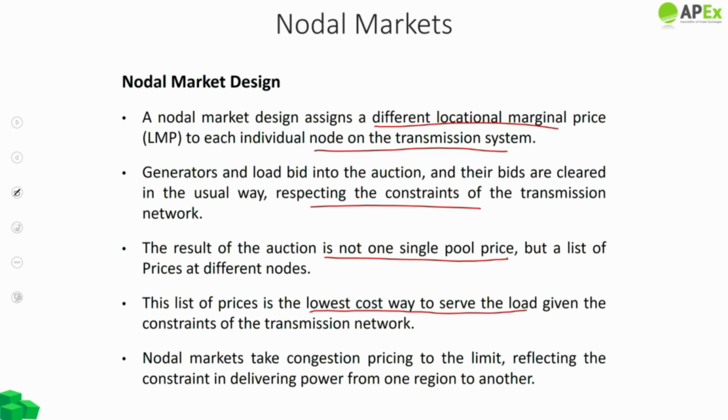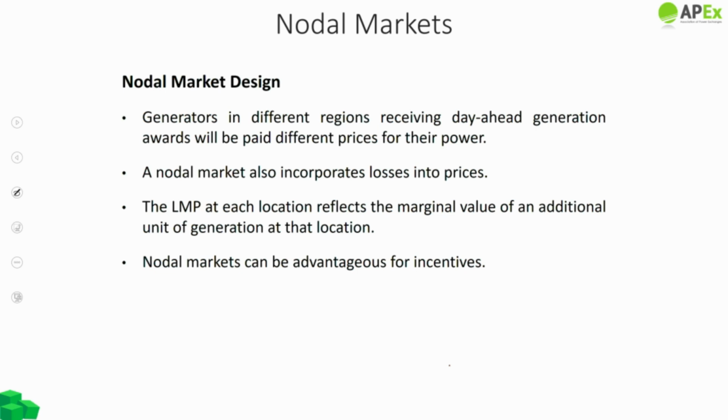These nodal prices take congestion pricing to its limit by expanding the zonal approach further to individual nodes. In a nodal market design, which is the standard market design in the US being promoted by the Federal Energy Regulatory Commission, the generators situated in distinct regions receiving day-ahead generation awards will be compensated at different prices for the power they generate. This design approach introduces a level of granularity that allows for precise pricing based on the unique conditions and demands of each location within the broader electricity market.